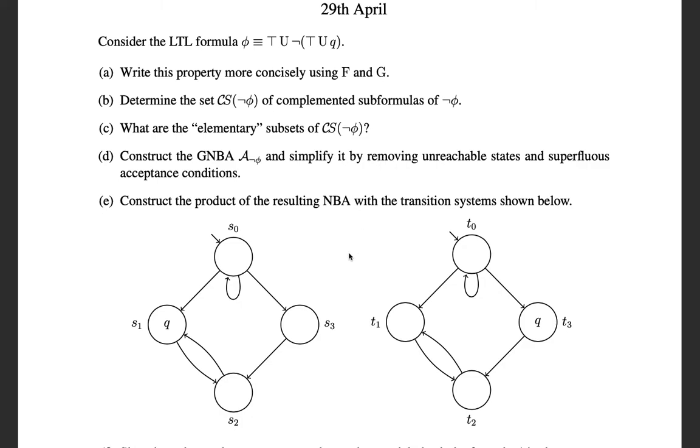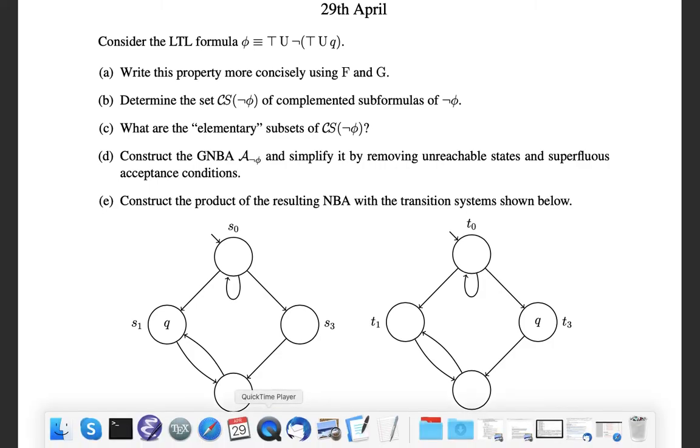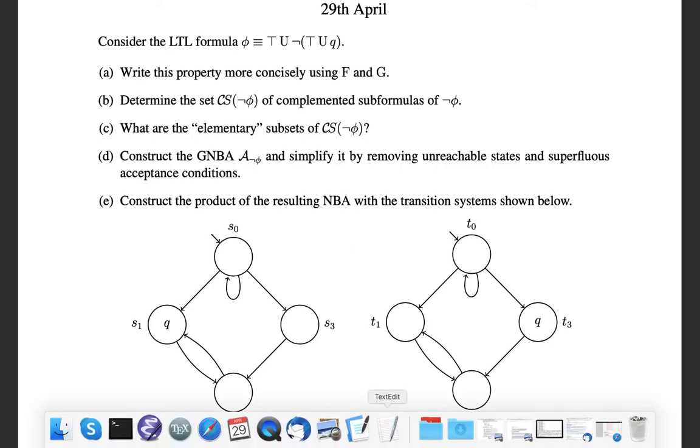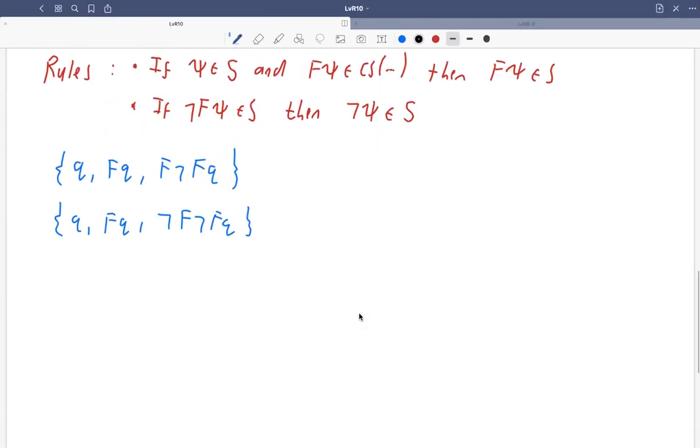What we're going to remember firstly is that the generalized non-deterministic Büchi automaton, its states are the elementary subsets of the set of complementary subformulas. So the states are going to be those 5 sets we've constructed above.